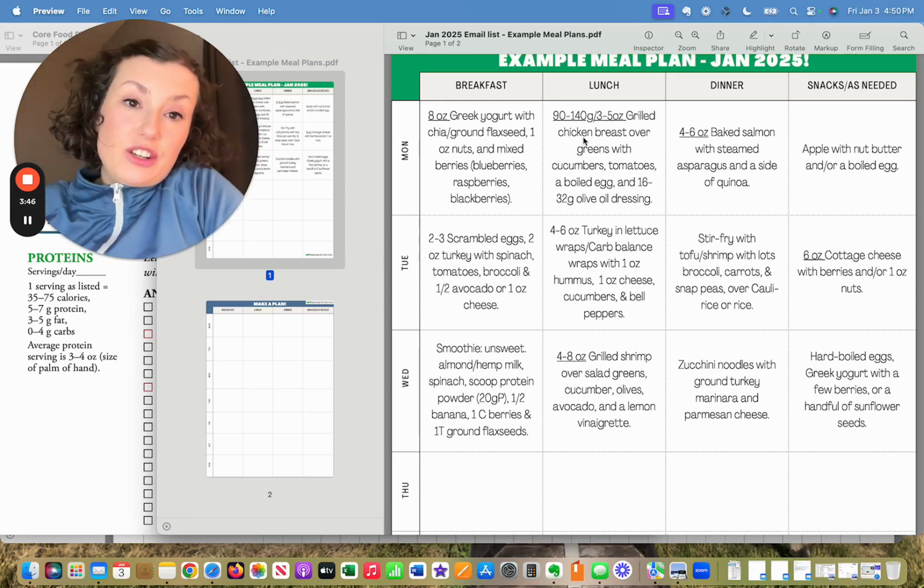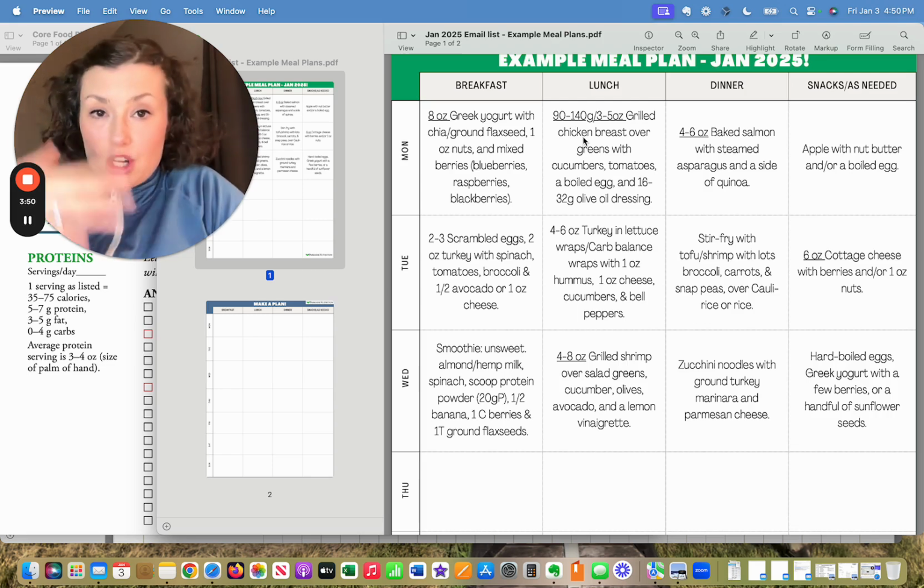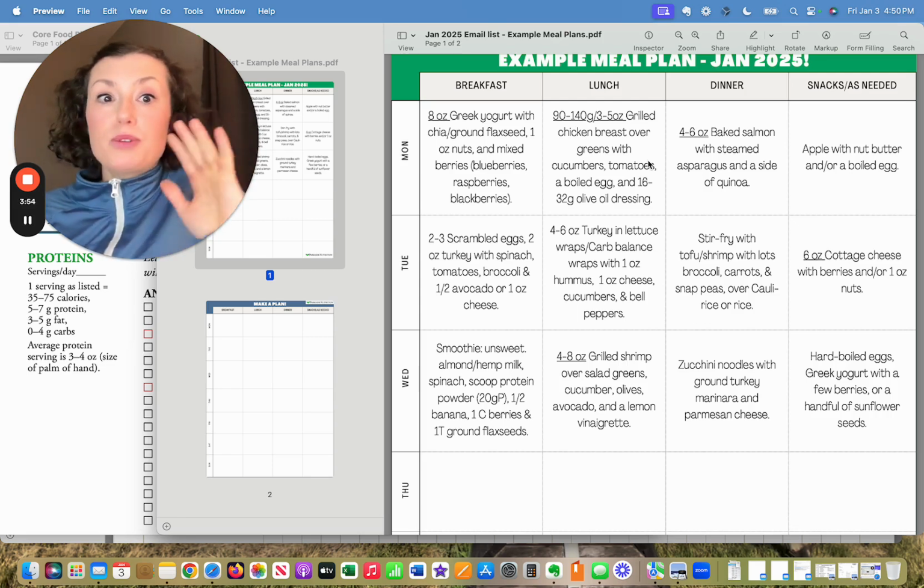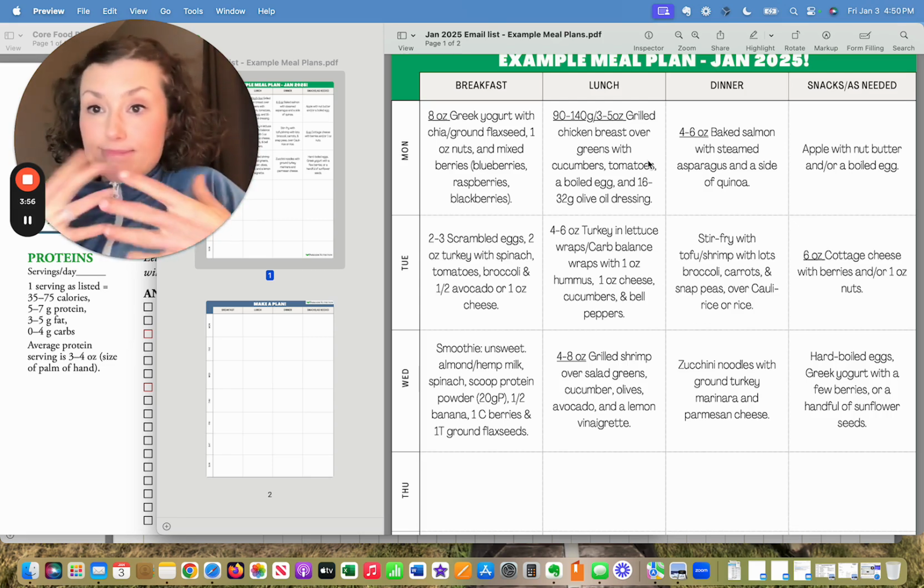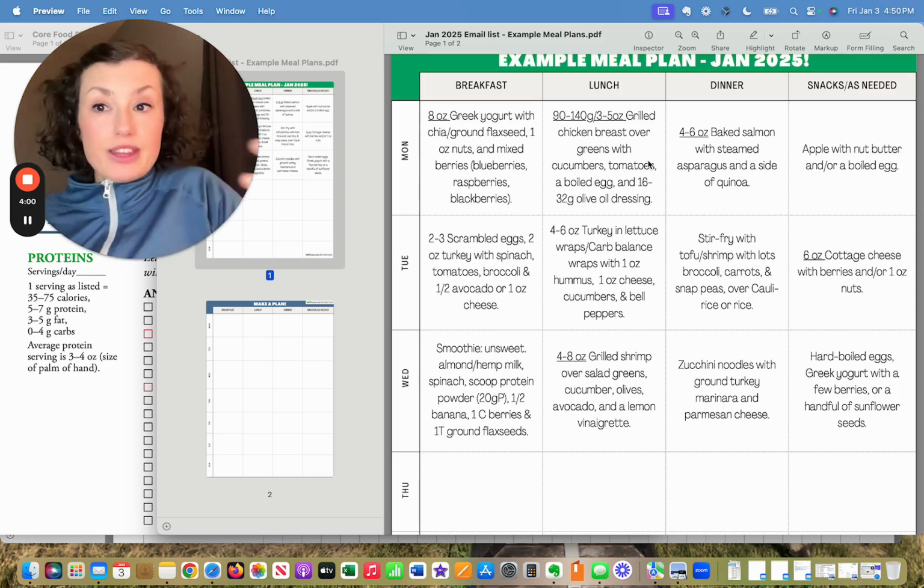Lunch, 90 to 140 grams of grilled chicken. It's a good portion. More if you are a taller male. And then lots of greens, lots of other vegetables, cucumbers, tomatoes, other vibrant colors that we can throw on that salad would be fantastic. And hopefully that amount adds to about 100 to probably 200 plus.